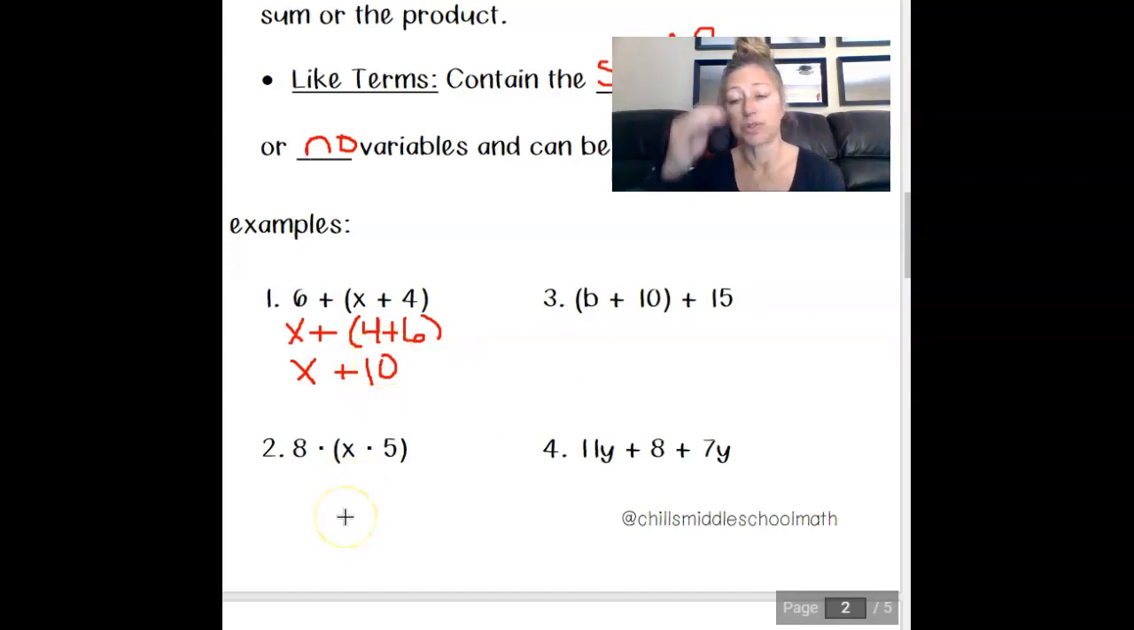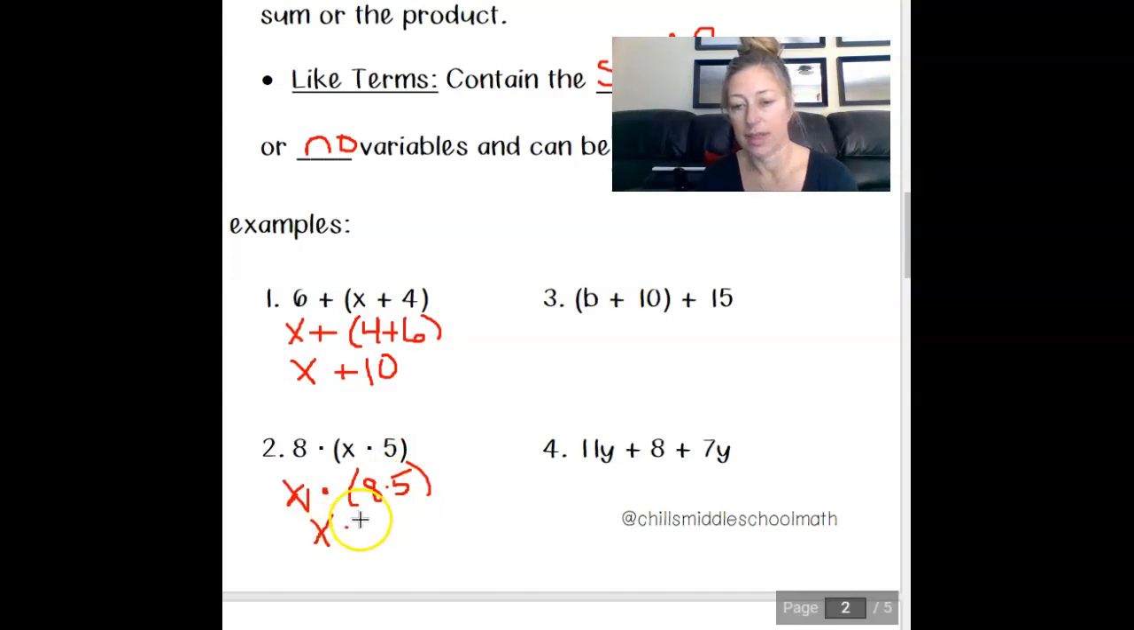Let's go down to number 2. So we're multiplying here, and we can still regroup. I always start with my variable. That's an x. And then my multiplication sign. I hope you know that those dots are multiplication signs. And then I'm going to multiply 8 times 5. And we all know 8 times 5 is 40. Now, this is acceptable, but really what's the way we're going to see this? We're going to see the coefficient written first and then the variable. So please rewrite that, okay?